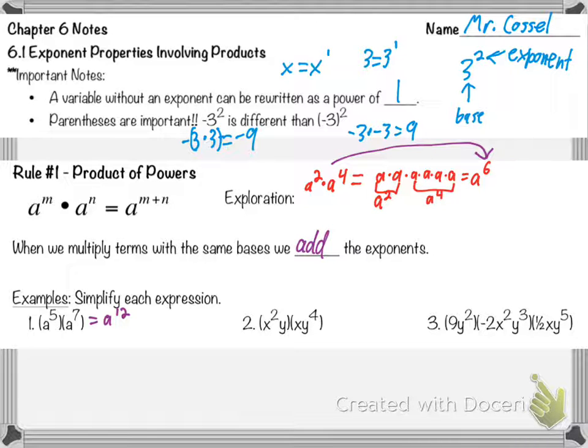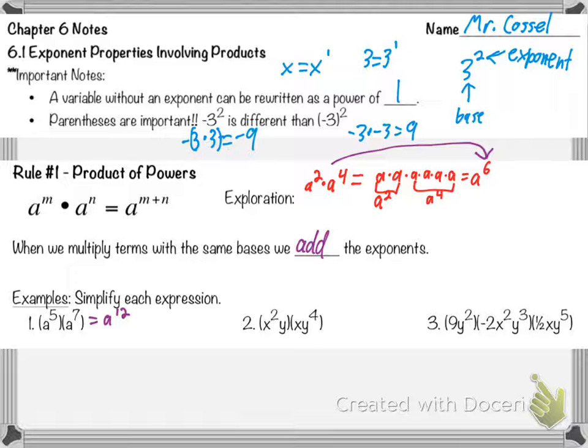So we're going to practice just that. If we wanted to write 5 a's out and then 7 a's out and then count them all up again like we did in our exploration, you could. That's a lot of work. Okay. A lot of time, and a lot of writing.